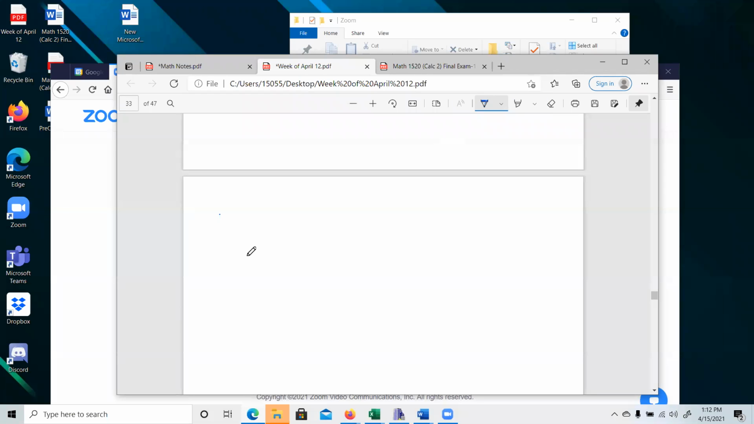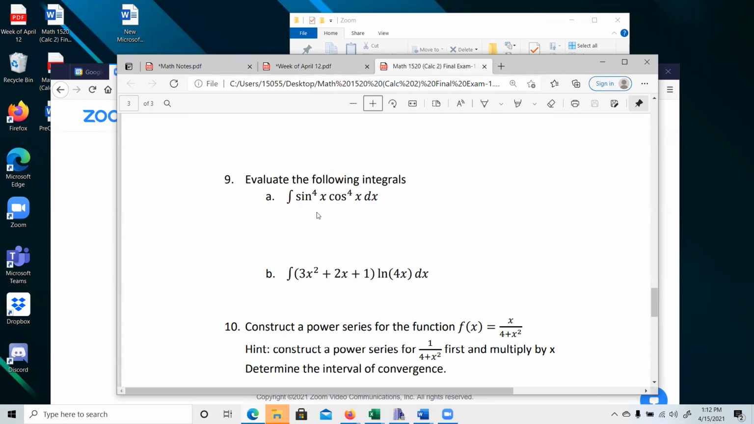All right, welcome back. So we are on the next set of problems for us to do. We're going to do number 9, A and B. Evaluate the following integrals: sine to the fourth x, cosine to the fourth x, and we'll get this one down here. These are, again, pretty standard ideas. So let's go ahead and take a look.